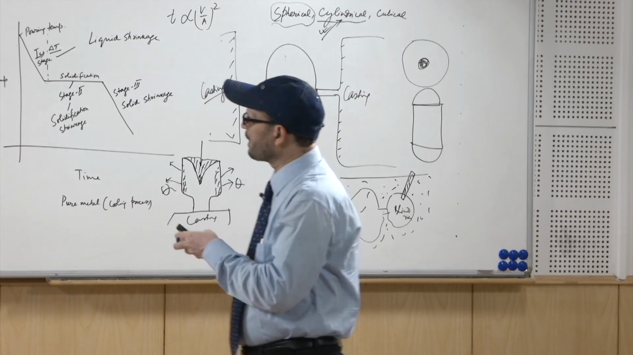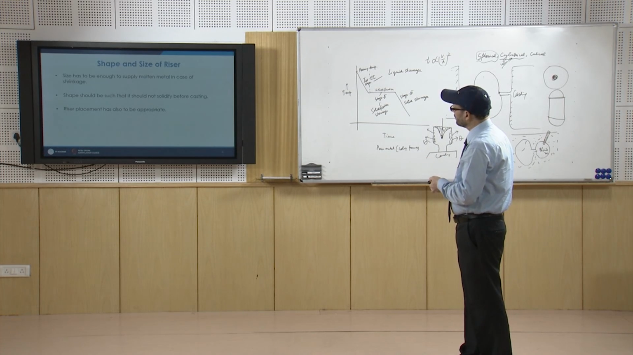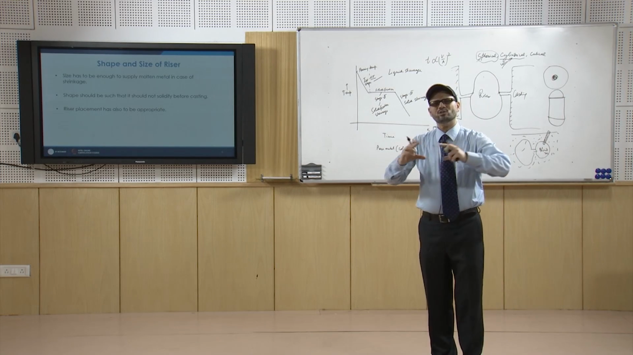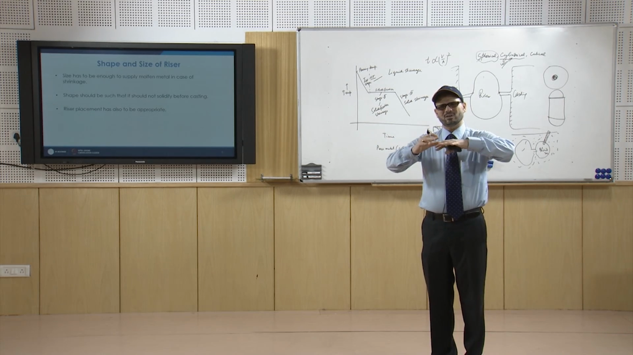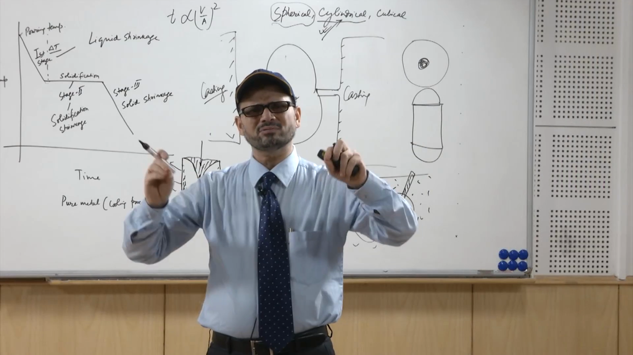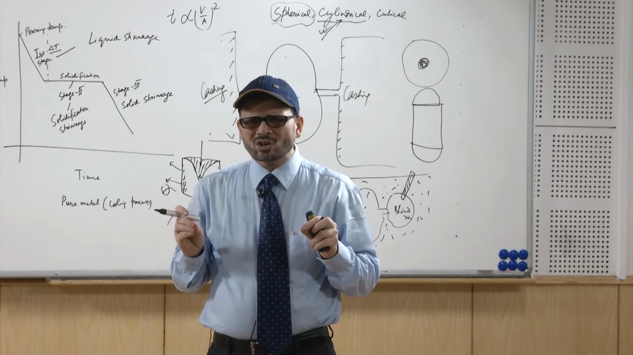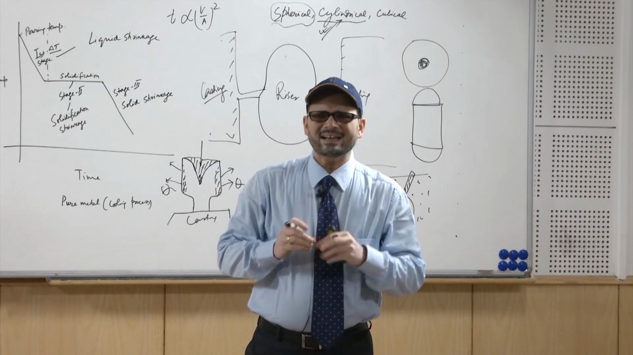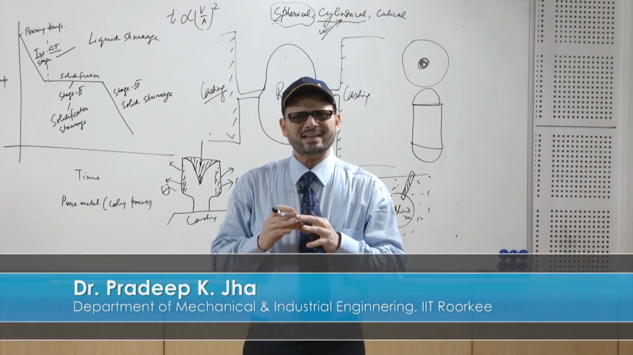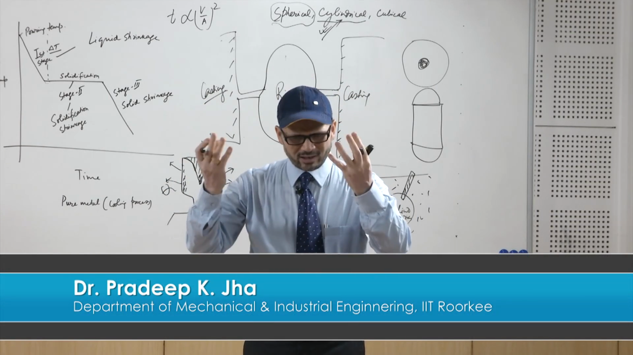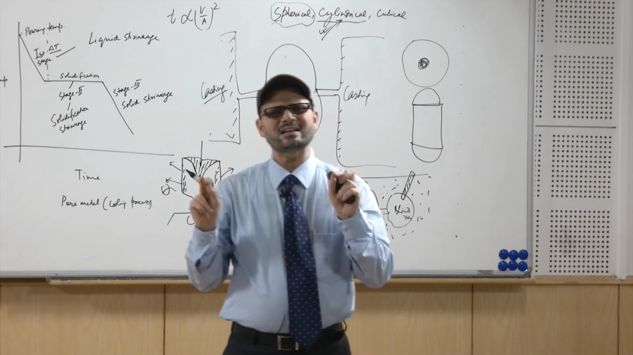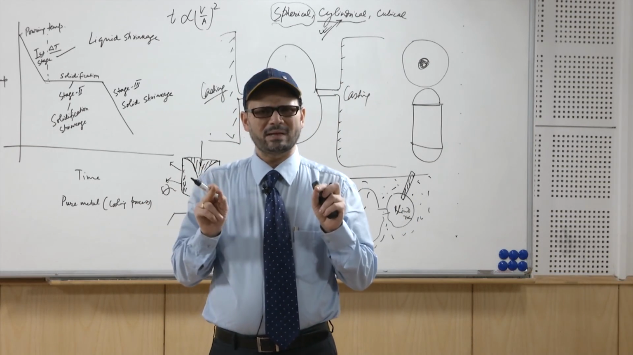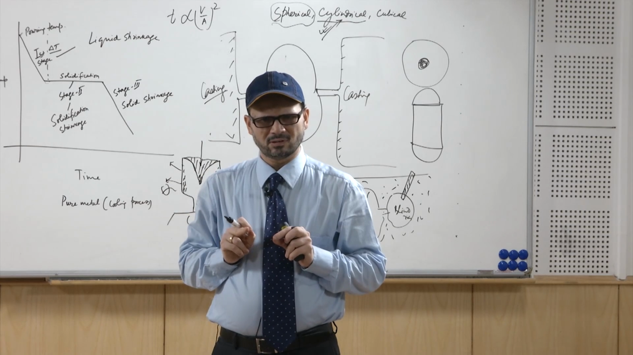So, that is why riser placement is also important, and you have to place the risers at different positions so that no part of the casting is left isolated. If an isolated region requires liquid metal, it should be supplied by a riser at an appropriate place with appropriate shape and size. Thank you.